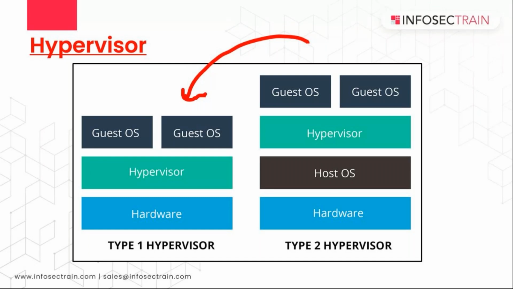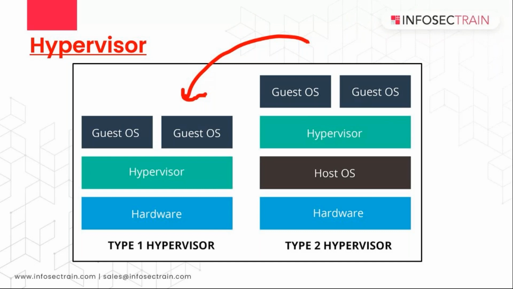So it is created in such a way that there is no need of an operating system directly over that particular piece of hardware. You are installing the hypervisor, and then inside the hypervisor you will have different kinds of operating systems. That is called the type 1 hypervisor. Clear? Perfect. Great.